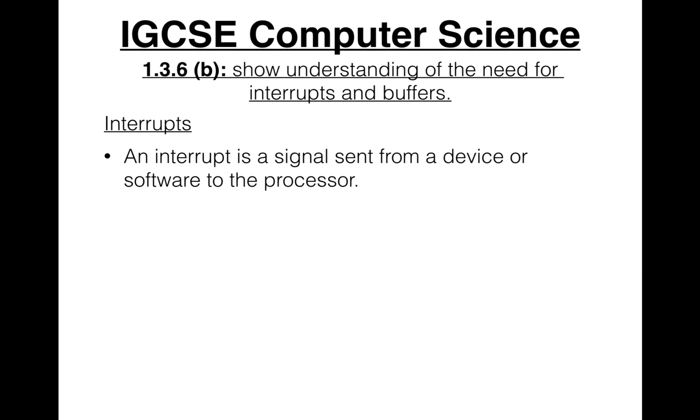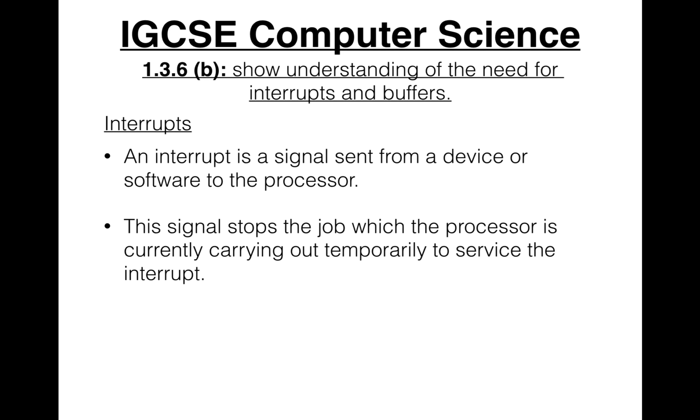So an interrupt is a signal sent from a device or software to the processor. This signal temporarily stops the job which the processor is currently carrying out, to service the interrupt. You can think of it like this. If someone's working on something, say typing or doing their work, and then somebody comes up and says, "Oh hey, could you please carry this box for me?" Or some kind of task.